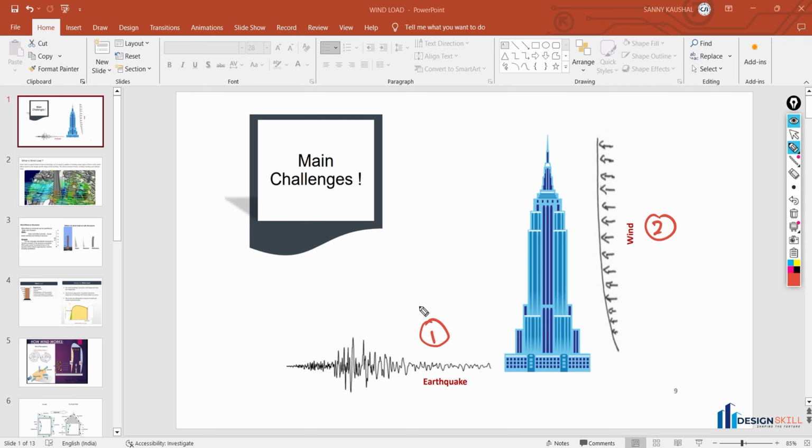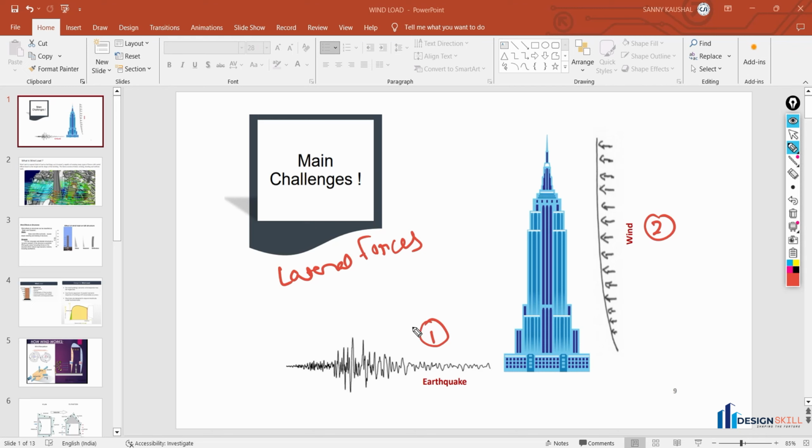Earthquake will create lateral forces in our building, and wind will also create lateral forces in our building. But the behavior of the forces is different. Earthquake will transfer the forces from bottom to top, and wind will transfer the forces from top to bottom.